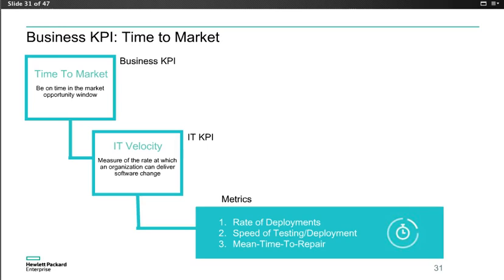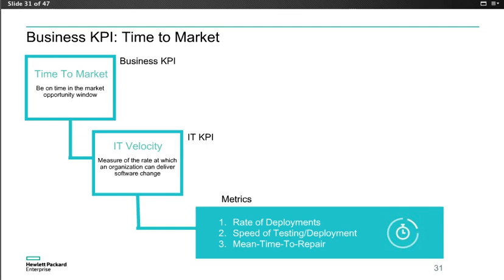The next example that I would like to introduce today is time to market. It's something we heard many times. It's maybe 60% of examples when we visit a customer that they ask us to help them with this indicator, time to market.